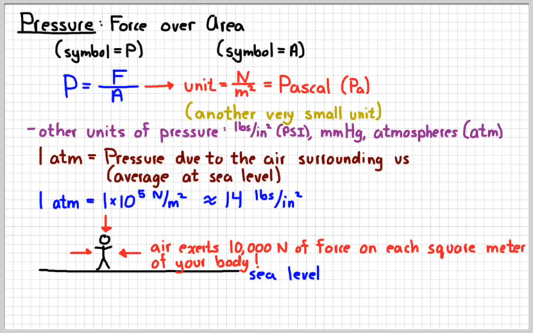Something that's probably easier for you to see, if you look at that 14 pounds per square inch, that means that each square inch of your body has 14 pounds of force pushing down on it. So think about how many square inches of surface area your body has, and add those up, and that would give you the idea of the weight of the air that's pushing down on you. It's actually pretty large. We just don't notice it because we're used to it.